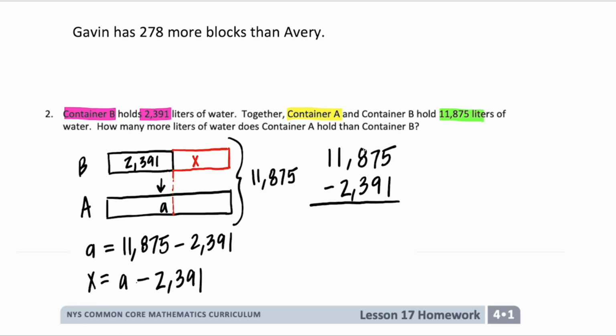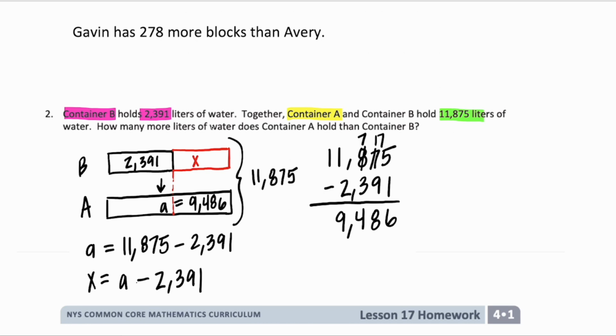I can't do 7 minus 9, so I'm going to cross out the 8, make it 7. This 7 becomes 17. Now I can subtract. We got 6, 8, 4, and 11 minus 2 is 9. So that's what A equals.